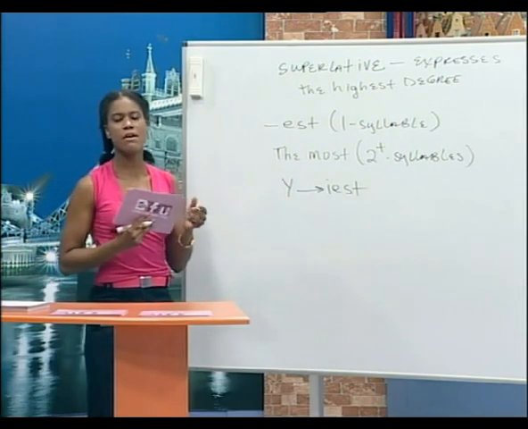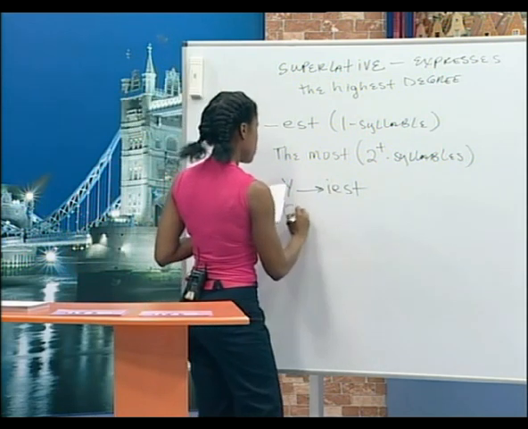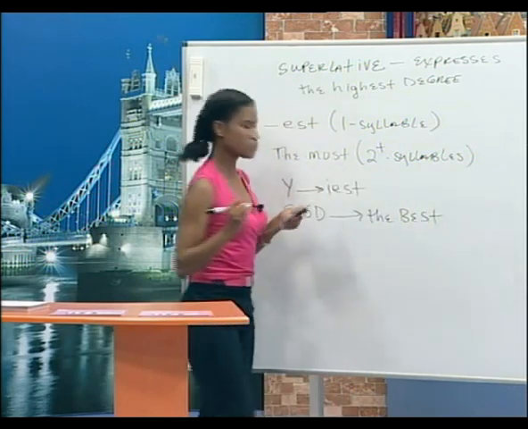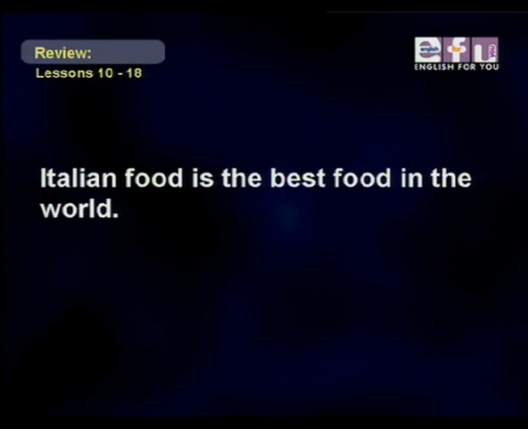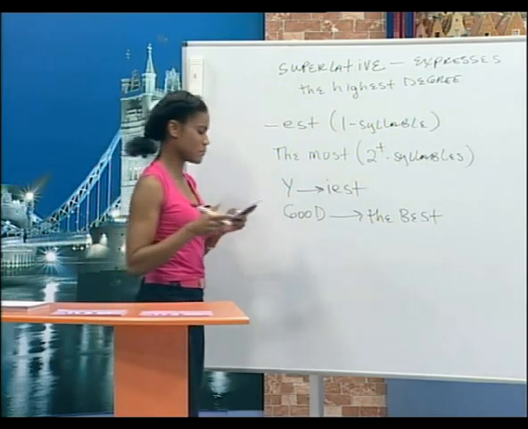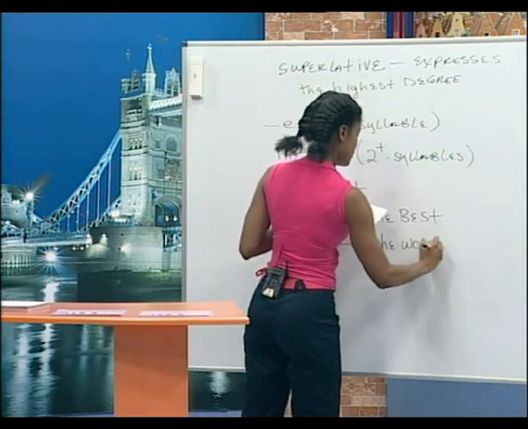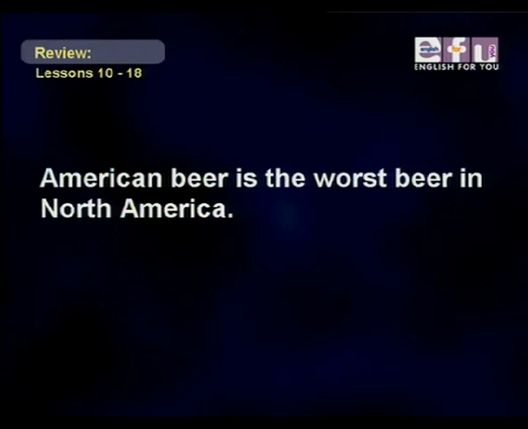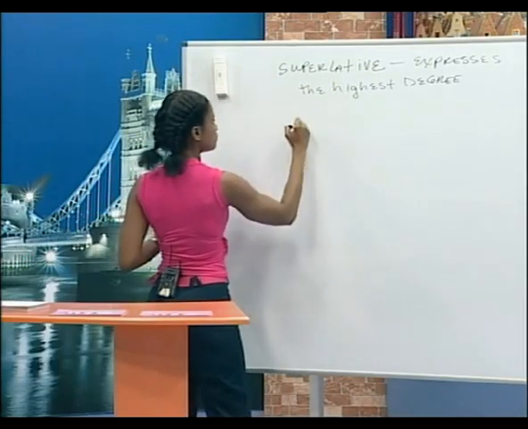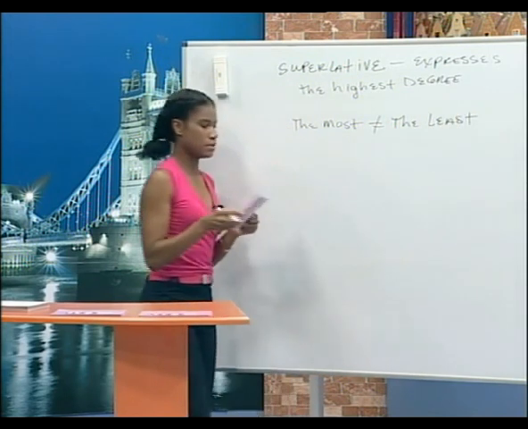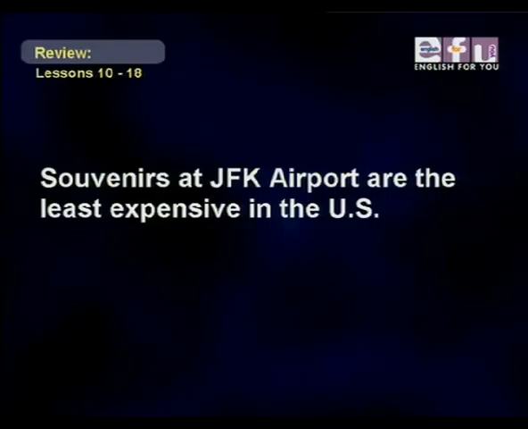And of course, like comparatives, there are some irregular superlatives. For example, good in the superlative form becomes the best. For example, Italian food is the best food in the world. I'm sure Alberto would agree with that. And then bad in the superlative becomes the worst. For example, American beer is the worst beer in North America. Okay, now the opposite of the most is the least, also a superlative. So we can say, for example, souvenirs at JFK Airport are the least expensive in the U.S.